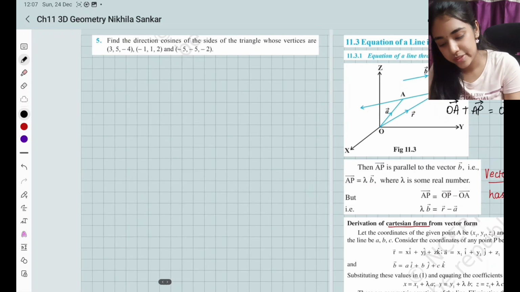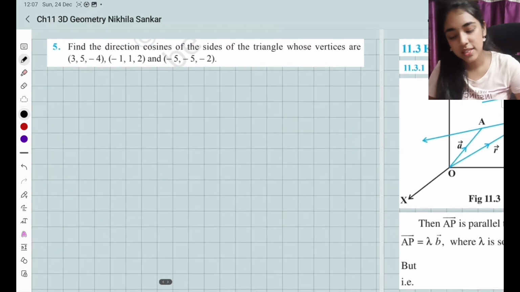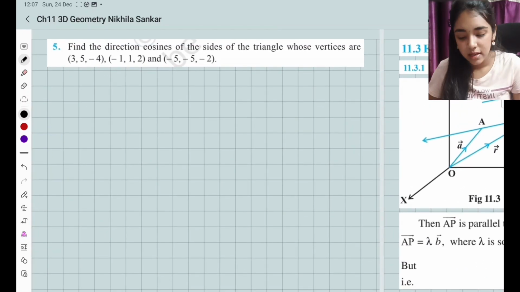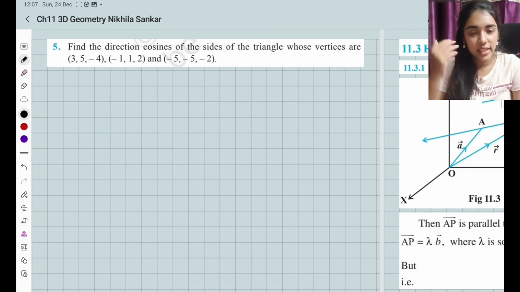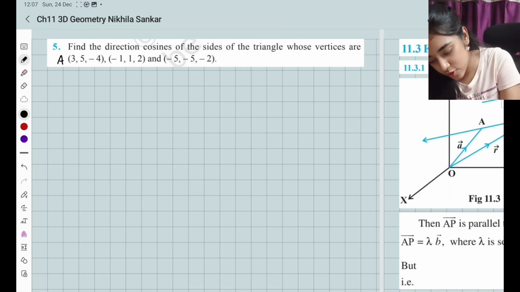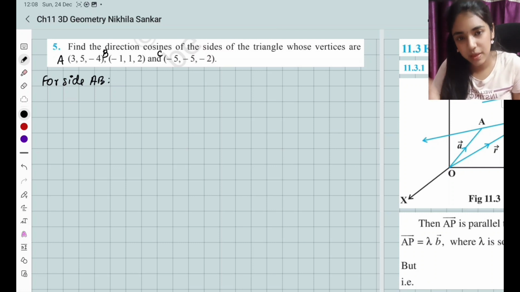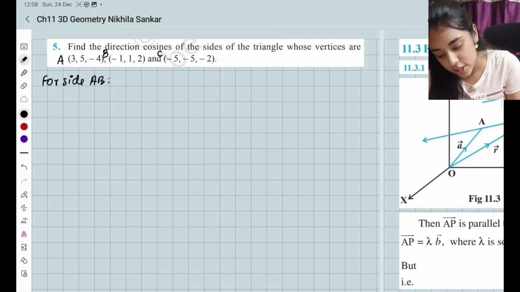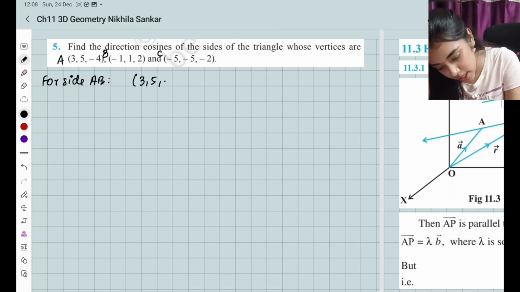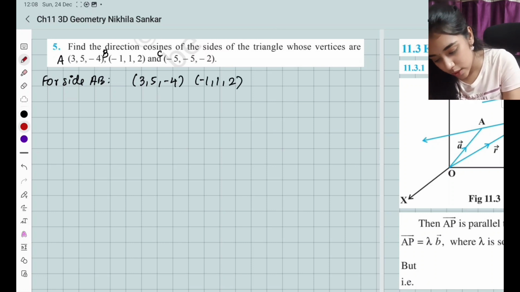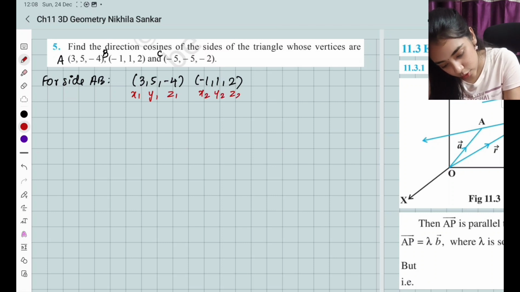Question number 5. Find the direction cosines of the sides of the triangle whose vertices are. 3 sides ஓட vertices கொடுத்திருக்கா. So இந்த இடத்துல first sides கண்டுபிடிக்கலாம். So okay, so this is going to be A, this is going to be B and this is going to be C. So for side A, B, what are the direction cosines? இந்த மாதிரி AB, BC, CA மூணுத்துக்குமே கண்டுபிடிக்கணும். So for side AB, the points are going to be 3, 5, minus 4, minus 1, 1 and 2. Okay. Now I'm going to name the points X1, Y1, Z1, X2, Y2, Z2.